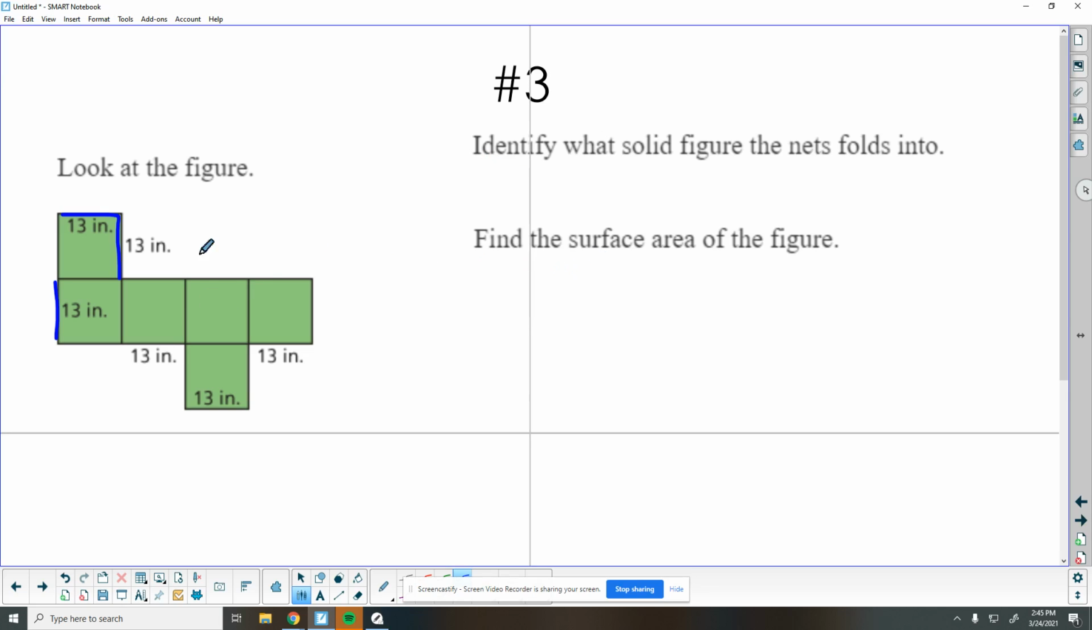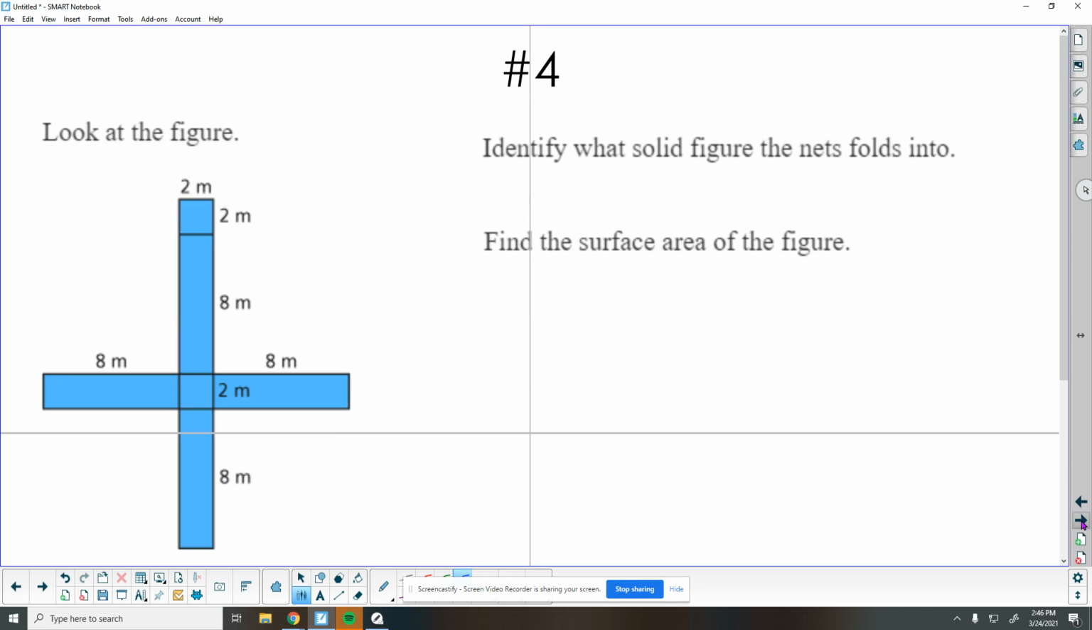So now we're going to find the surface area. So let's just find the area of this one square. So squares are base times height. So base times height is 13 times 13. That's just for this one square. How many of these squares do I have? 1, 2, 3, 4, 5, 6. So we would have to take 13 by 13 and then multiply that by 6 to find our surface area.